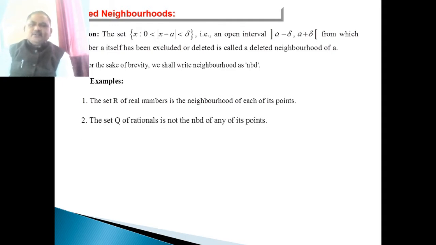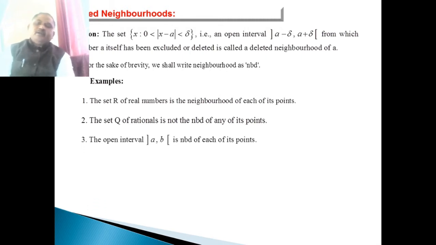Second, the set Q of rationals is not the neighborhood of any of its points. By the definition, suppose that x is an arbitrary point of the rational number set Q, but there does not exist an open interval contained in Q, because every open interval contains rational as well as irrational numbers. Therefore, this set Q is not the neighborhood of any of its points.